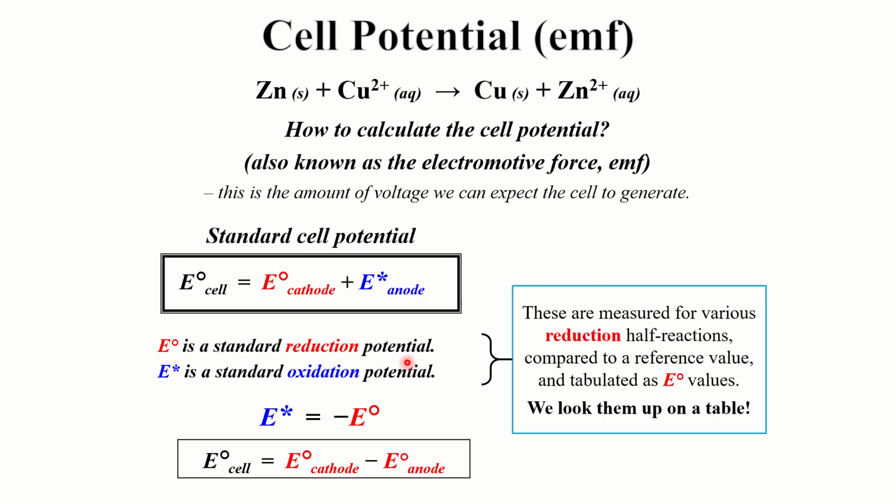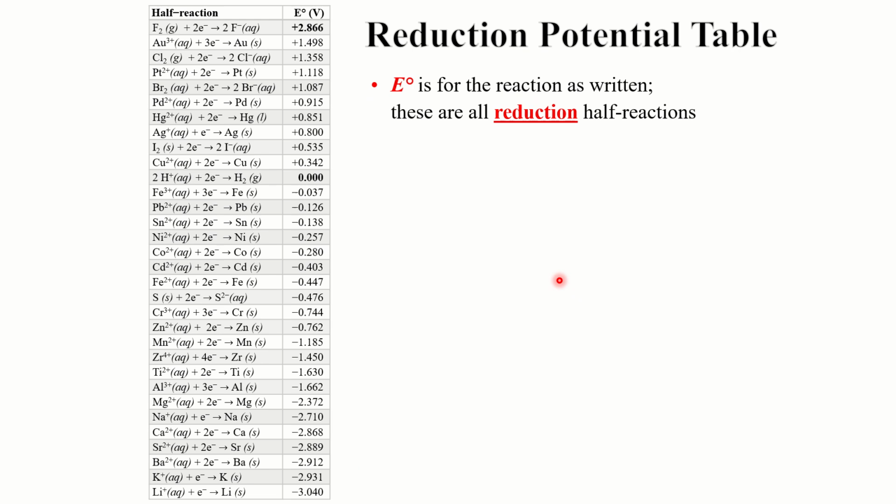So these potentials right here are measured for various reduction half reactions. They're compared to a reference value and then tabulated as E° values, and we can look them up in a table. These tables often look something like this, where E° is for the reaction as written, and these are all reduction half reactions. Notice they all show electrons on the left side. So this is a reduction potential table.